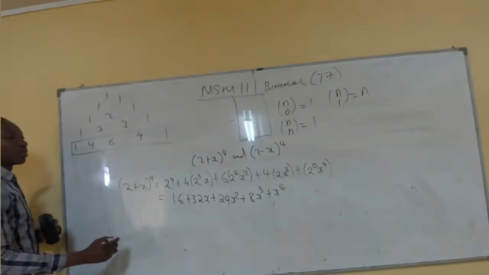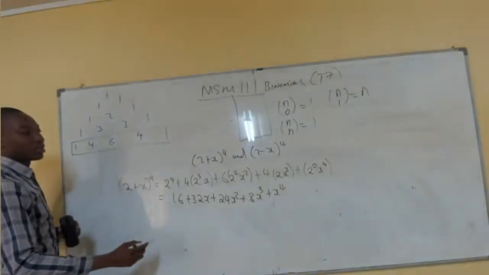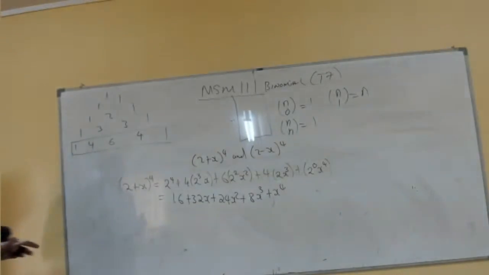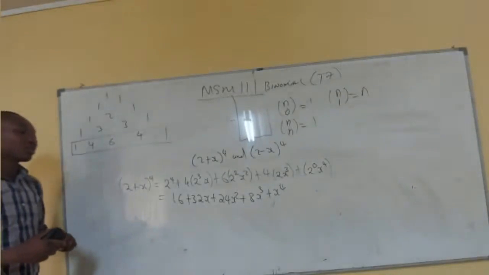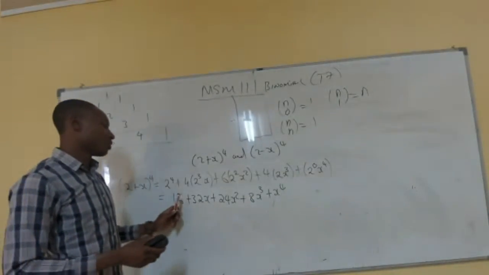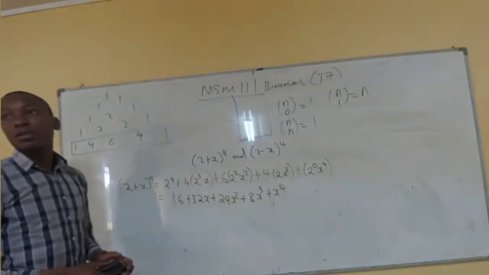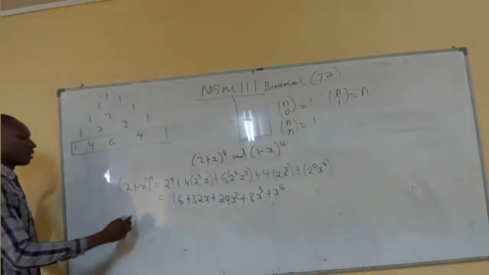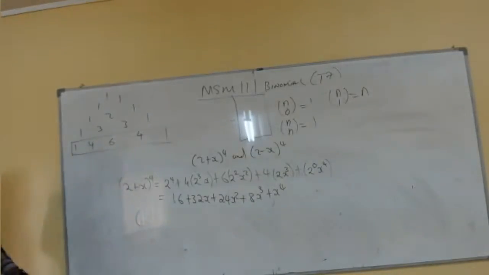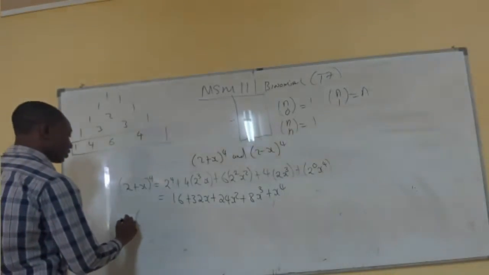That is the expansion in ascending powers of x. Notice that the powers of x are ascending, so we have 0, 1, 2, 3 up to 4. Next up we have 2 minus x. That's the other expansion we are asked for: 2 minus x to the power 4.